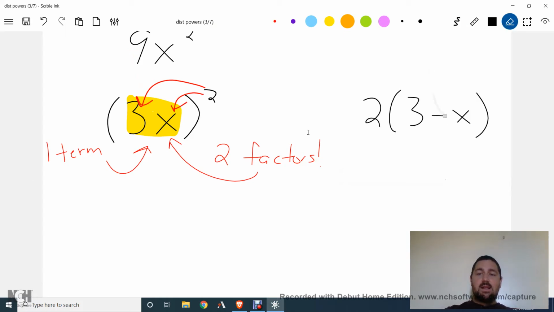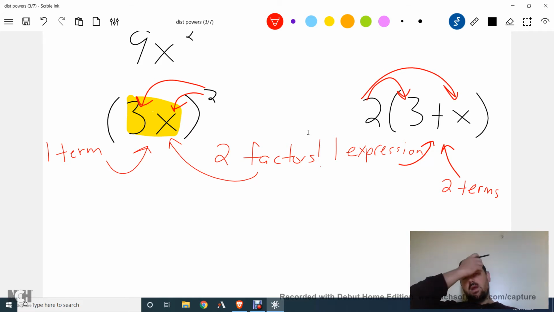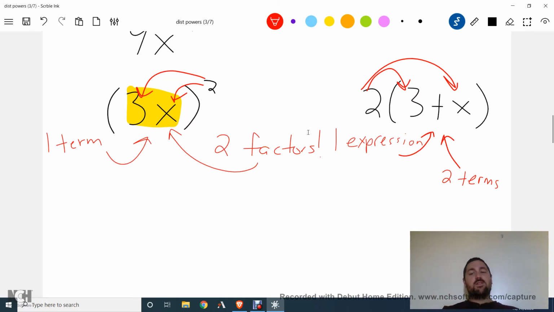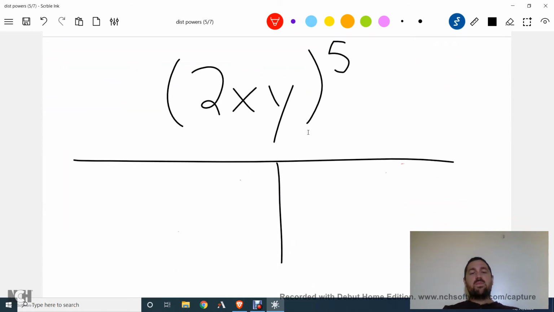And this is kind of like when we would distribute with multiplication across addition, right? In this case, there was one expression, and that one expression had 2 terms. And this 2 gets distributed to both of those values there, right? So in many ways, it is just like distributing multiplication, but it's with powers across multiplication rather than multiplication across addition.